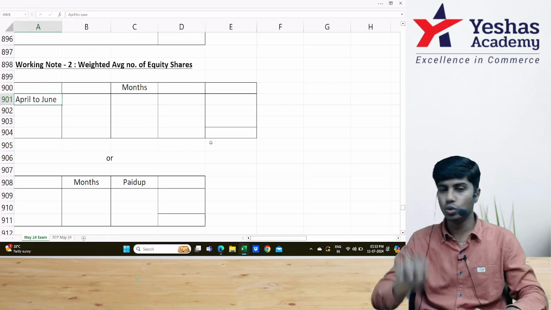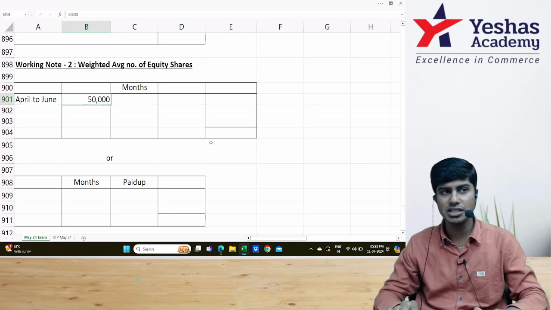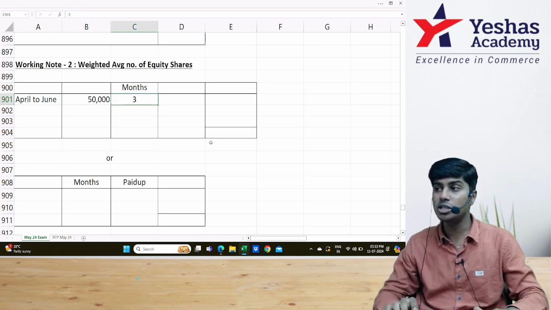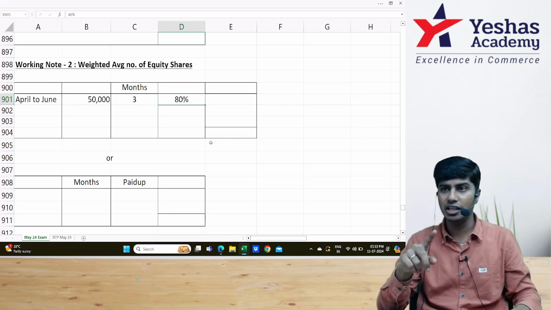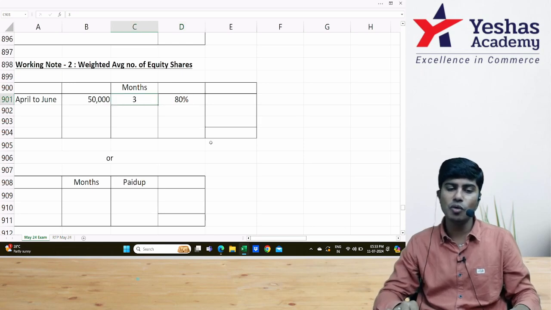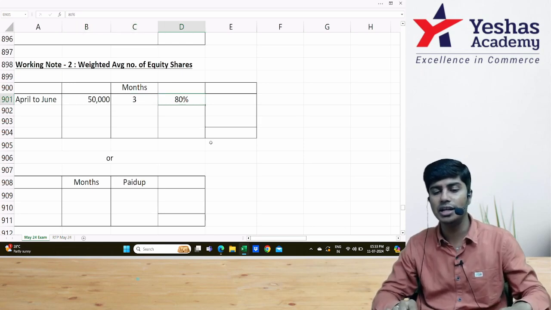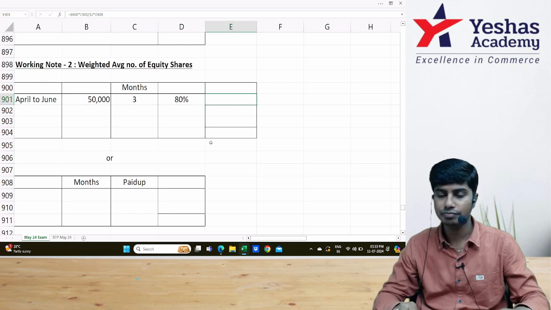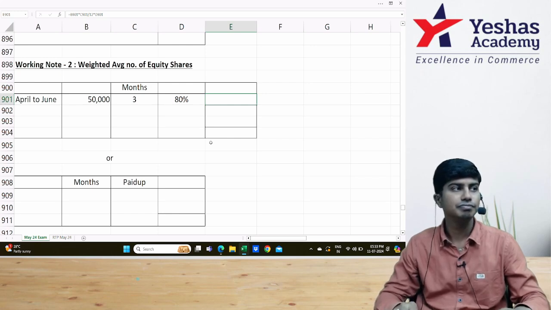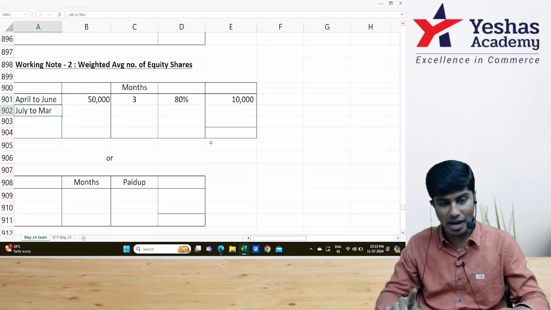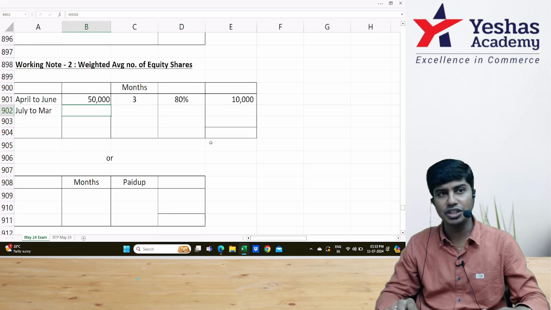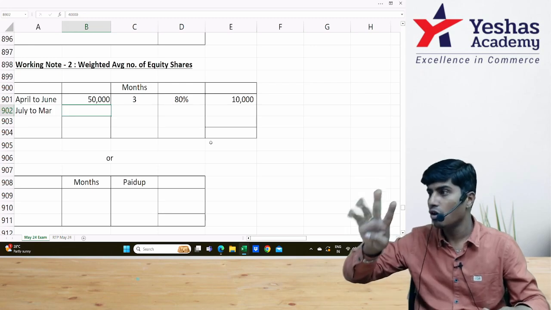First, April, May, June. There are 50,000 shares. That is 3 months. How much paid up? Only 80% paid up. Why? Shares are of rupees 100 each, rupees 80 paid up. So do 50,000 into 3 by 12 into 80%. That gives 10,000. From July to March, the same 50,000 shares are split into two categories.